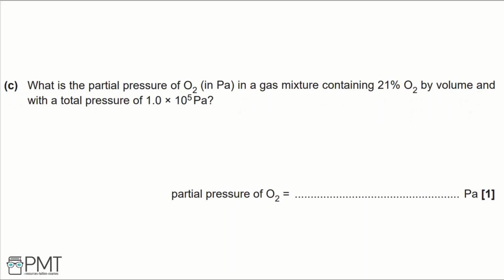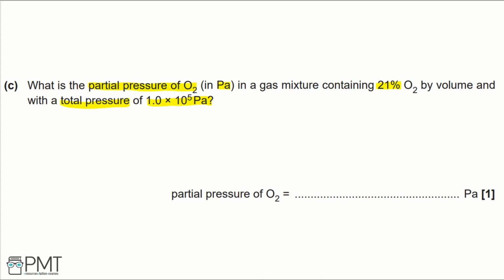Part C. What is the partial pressure of O2 in pascals in a gas mixture containing 21% of O2 by volume and with a total pressure of 1.0 times 10 to the 5 pascals? Firstly, let's highlight the key pieces of information. We're working out the partial pressure of oxygen in pascals, and we've got 21% of oxygen and a total pressure of 1.0 times 10 to the 5 pascals.